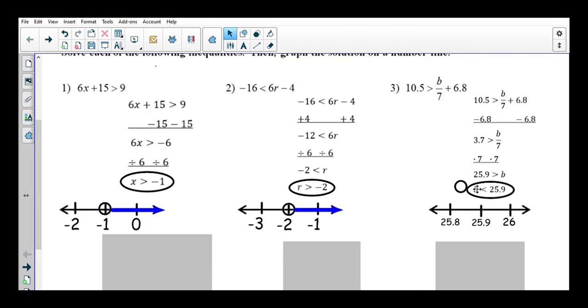This one, like our last two, is also going to have an open circle. Its b is less than, so we're going to be shading to the left. Again, all of these are either a less than or greater than, which is why we have an open circle.